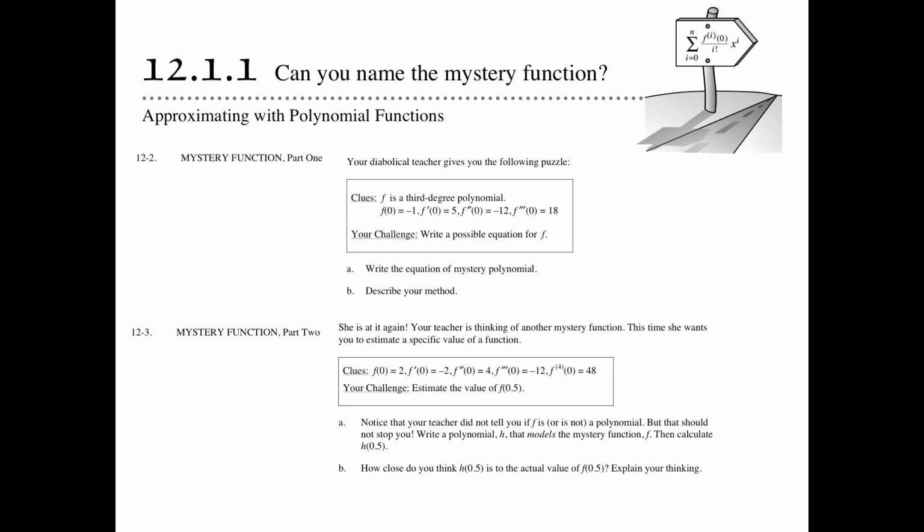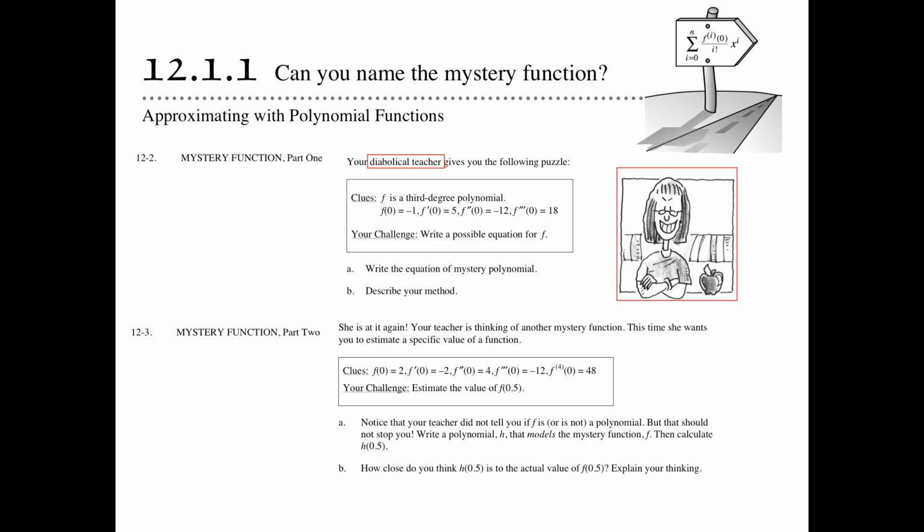The next 4 problems involve a diabolical teacher who challenges her class to use clues to name or to describe a set of mystery functions. Be aware that these mystery function problems will recur throughout this chapter, and it starts right here in problems 12-2 through 12-5. Now, the goal of this first set of mystery functions in lesson 12.1.1 is to guide teams to work together towards writing Taylor polynomials without using an algorithm, so that ultimately, by the time they learn this algorithm, which is at the end of this lesson, they can explain why it makes sense.